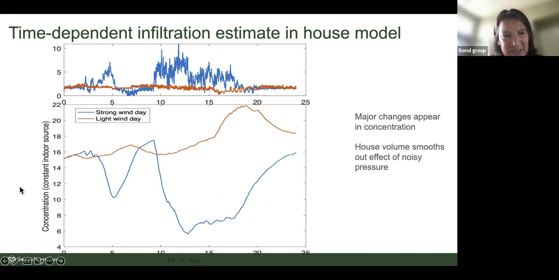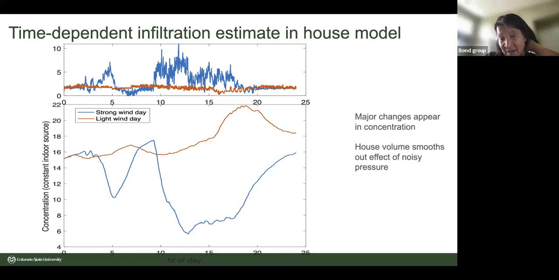Up on top is the predicted infiltration, and on the strong wind day you can see in the middle of the day, as the wind-driven infiltration peaks, the concentration in the home goes down. Now, I picked one of the very windiest days. And so you can see that there's a pretty significant effect of the wind on infiltration, but this is like 1 out of 5 days during 6 months.